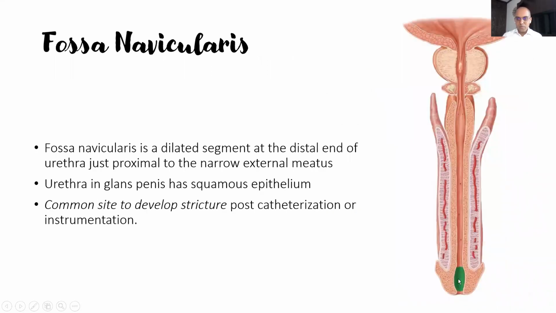Coming to the final portion of the urethra, which is the fossa navicularis. The fossa navicularis is a dilated segment of the terminal urethra, proximal to the external urethral meatus. This segment of urethra is lined by squamous epithelium, and it is a common site to develop stricture post catheterization or instrumentation.